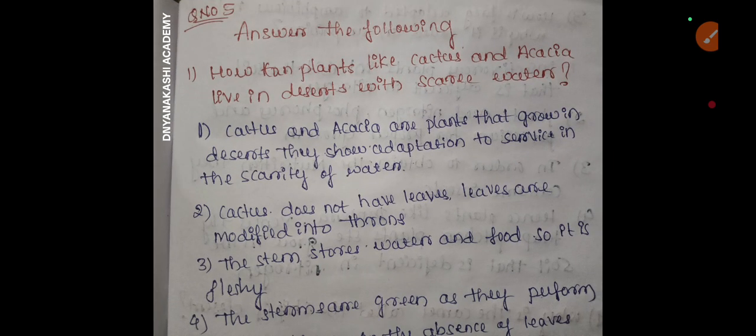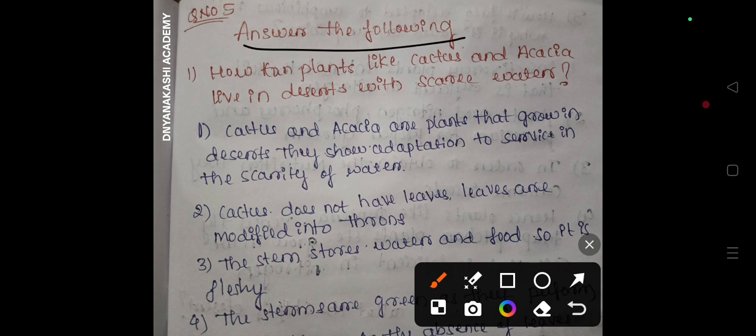Next, we are going to the next questions. Question number 5. Answer the following questions. First one: How can plants like a cactus and acacia live in the desert with a scarcity of water? In the desert region, a very low quantity of water is present.